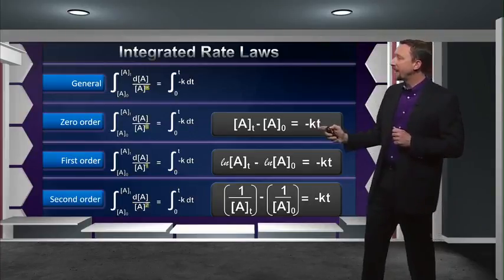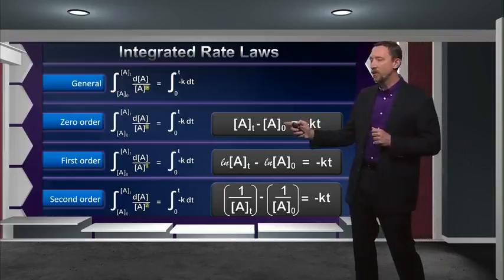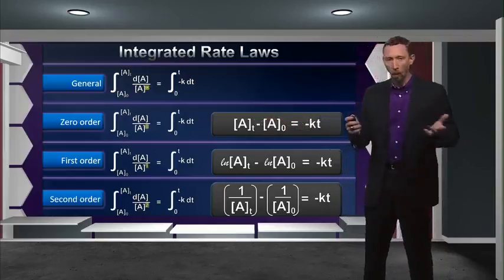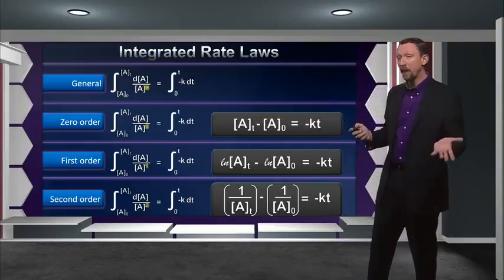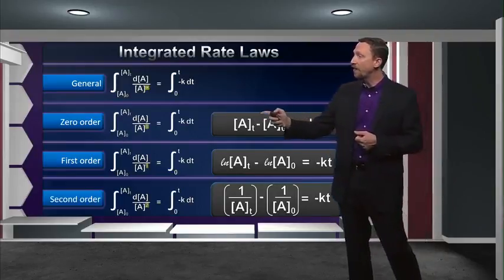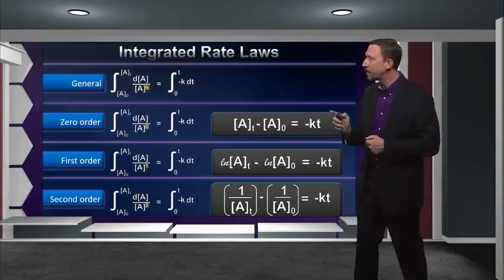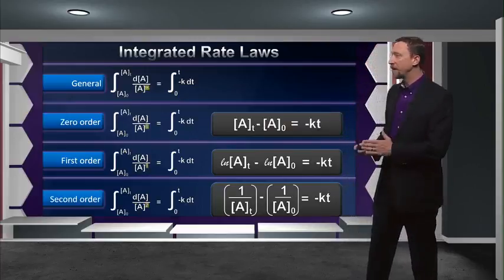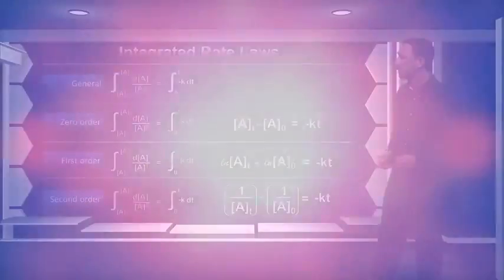Now I can select any time that I want, any starting concentration that I want, and determine exactly how much material will be left. Or I could start from that point and say, if I want to have an X amount of material left, how long will that take? All I need is the proper rate constant and the proper integrated rate law.